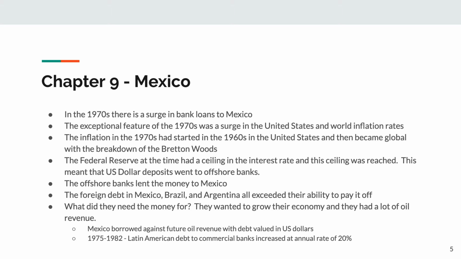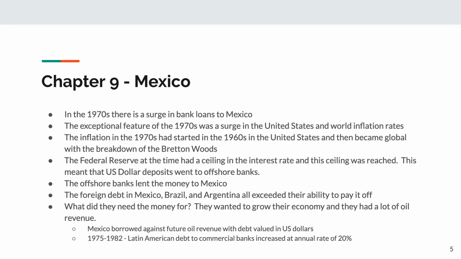Plus, what we're going to see here is that these offshore banks had a lot of money to lend out. And they had a lot of money to lend out because they were getting all of their money from oil-producing countries that were getting higher prices for the oil that they were selling. And what became a critical mistake for Mexico was that it borrowed money, but it borrowed money in U.S. dollars. That becomes important because it has no control over the value of the dollar. It can make as many Mexican pesos as it wants.